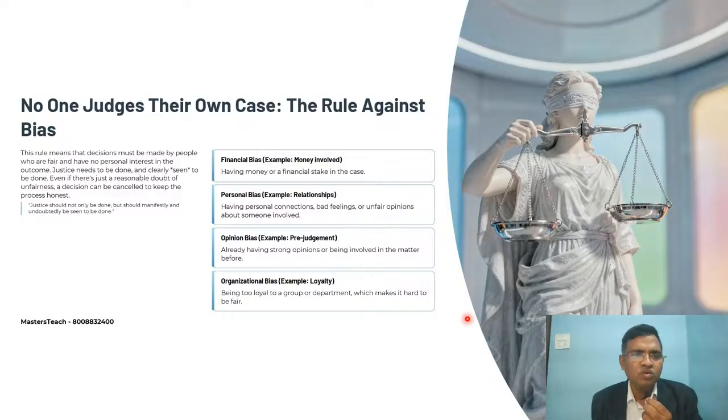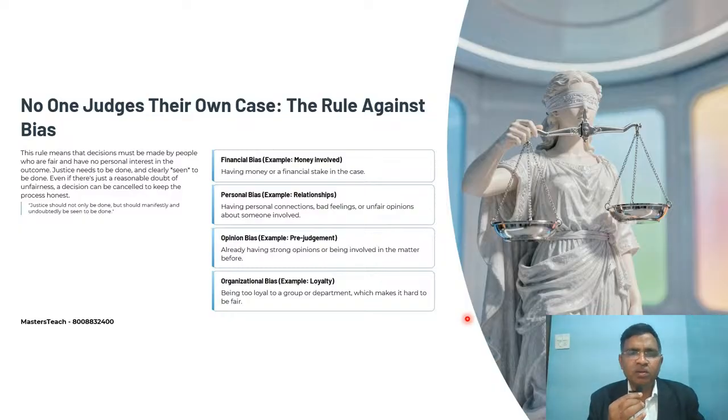So the rule means that the decision must be made by people who are fair and have no personal interest. Okay, that means financial bias. So when you judge yourself, okay, then personal bias, having money or a financial stake in the case. Then there is personal bias, that means relationship. If the opposite person has a connection, bad feelings or unfair opinion, at that time you should not judge.